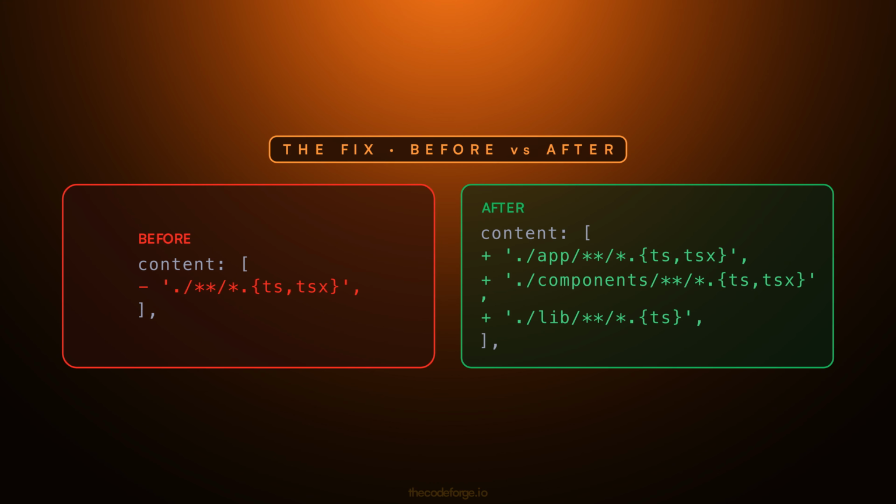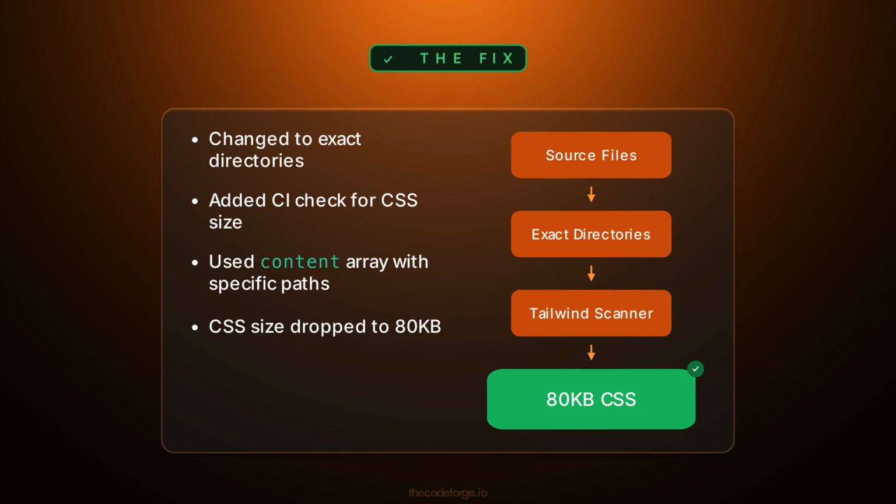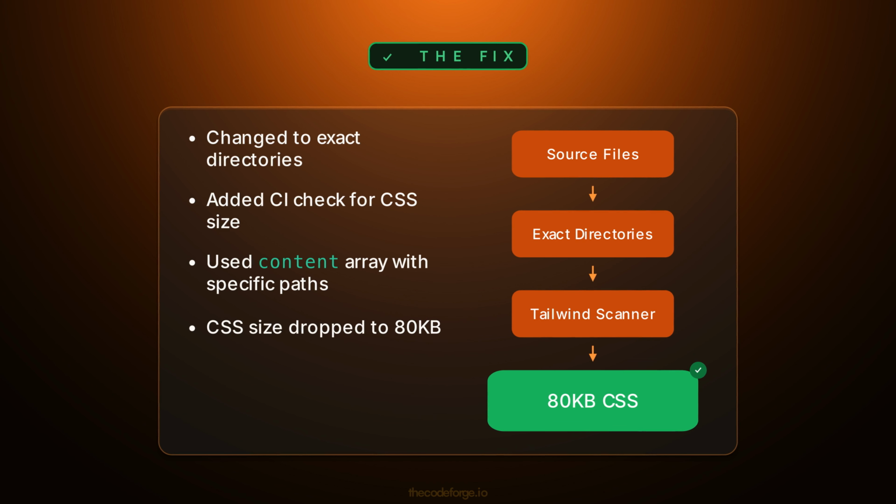Changing to exact directories reduced CSS size to 80 KB. The fix was to replace the overbroad glob with exact directories: /app/**/*.tsx, /components/**/*.tsx, etc. They also added a CI check that measures CSS size and fails if it exceeds 500 KB. The CSS file dropped from 14 MB to 80 KB.